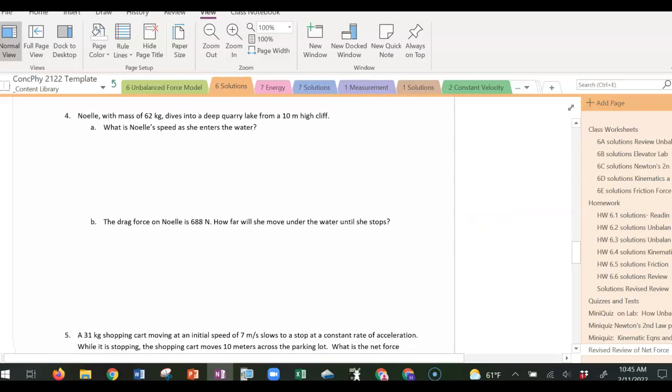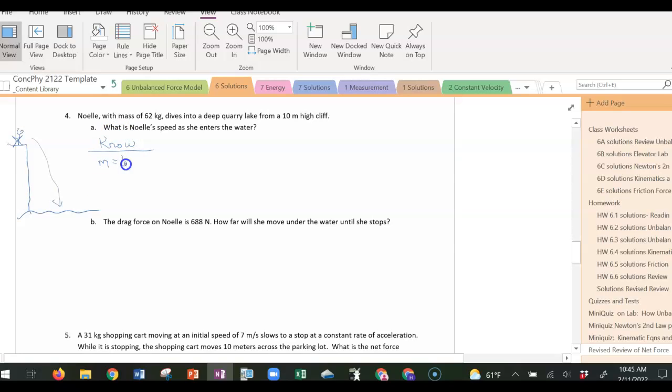Noel is diving into a deep quarry lake from a 10-meter high cliff. So she's on this tall cliff, here's the water, and she's going to dive in. So we'd like to know her speed just as she enters the water. Okay, so let's see. Is this going to be a kinematic equation or is this a Newton's second law? Let's write down what we know.